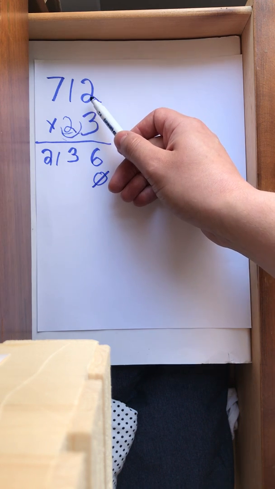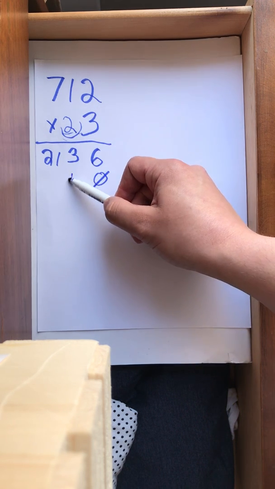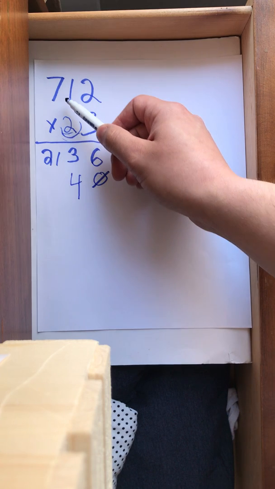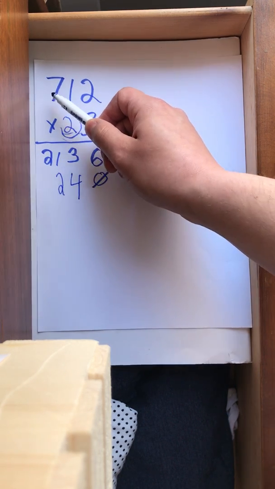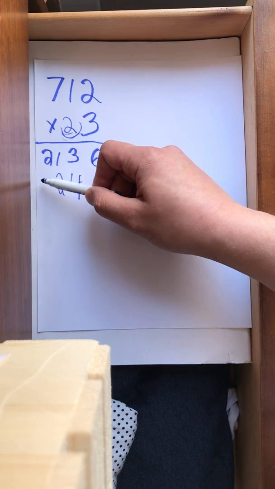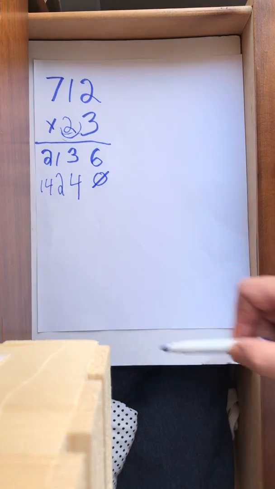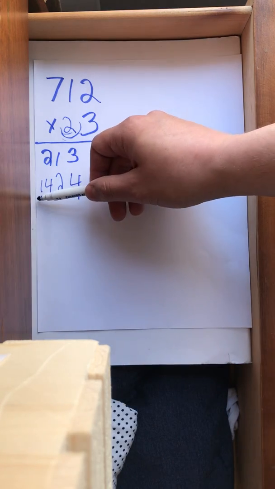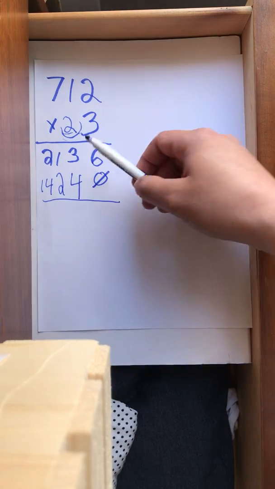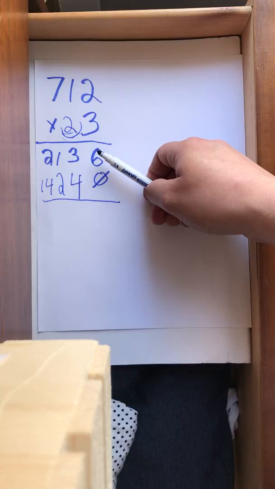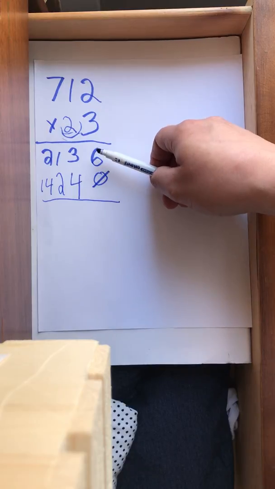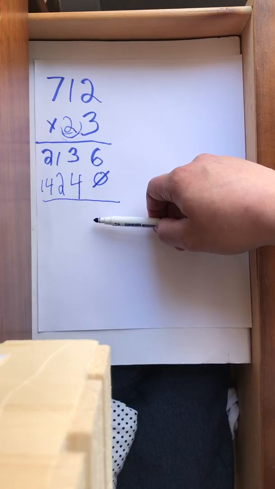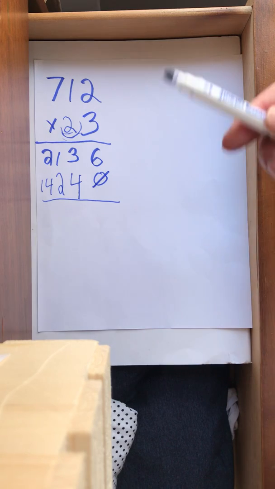We're going to go 2 times 2. We know that's 4. Then 2 times 1. We know that's 2. And then 2 times 7, which is 14. So now we've got two numbers. I have the answer for what 712 times 3 is, and then I've got the answer for what 712 times 20 is. So together, I add this and that together to get the answer of what 712 times 23 is.